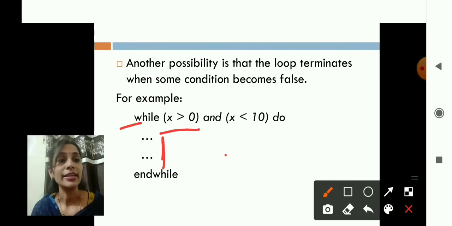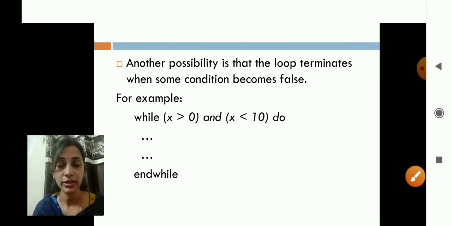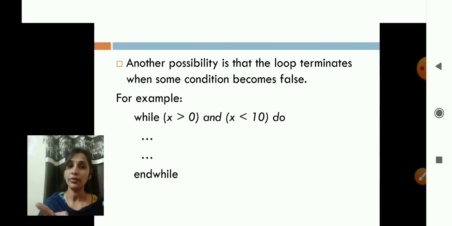So here we have three design constructs. First is the initial condition, second is the invariant relationship, and third is the termination of the loop.